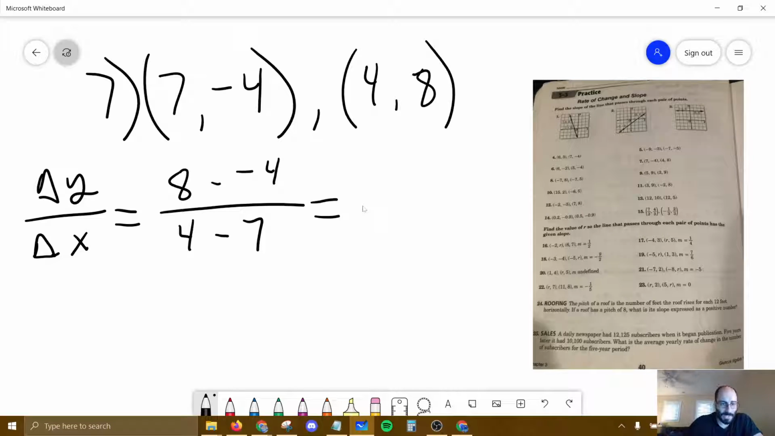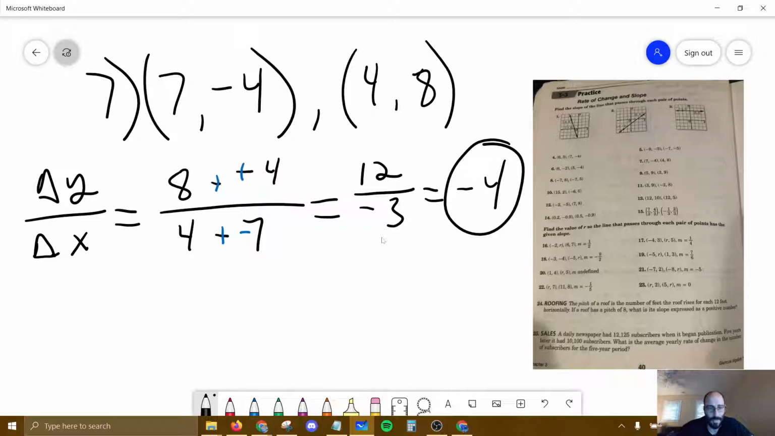Well, what is 8 minus negative 4? I'm going to change that to plus, and I'm going to change that to positive, and I get 8 plus 4, which is 12. On the bottom, 4 minus 7. Well, you could change that to plus and that to negative. 4 plus negative 7 is going to be negative 3. Basically, it's saying what is 12 divided by negative 3? Well, that's negative 4. So the slope on that would be negative 4. And if I did it the other way, if I did negative 4 minus 8 and 7 minus 4, I'd get the same answer.